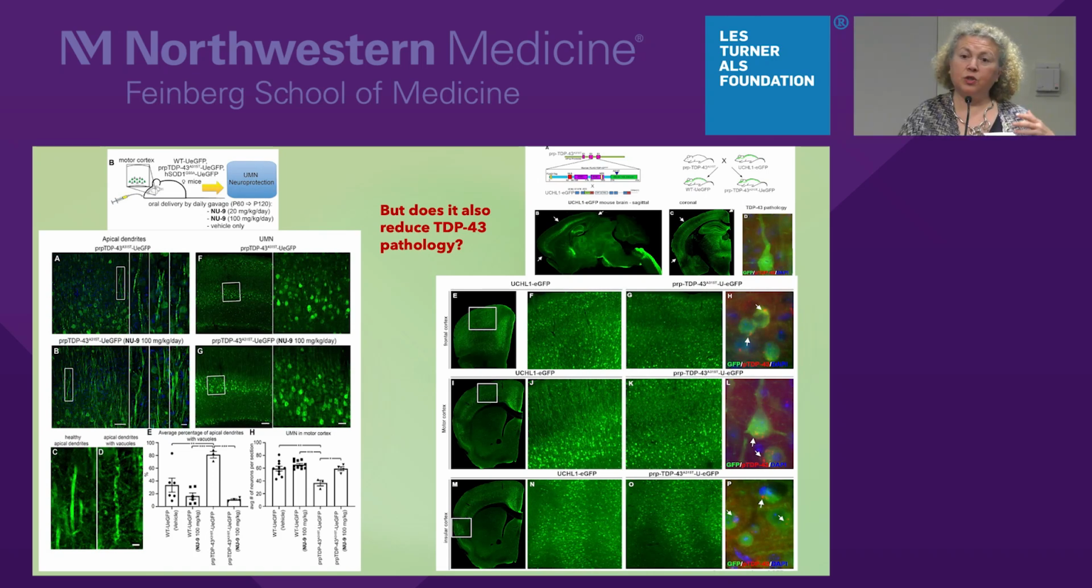But then, does this reduce TDP pathology? At the time, we didn't have the tools, but I'm happy to report now that we have two different mouse models of TDP. One represents the sporadic form, the TAR4 mice, which Dr. Kalb mentioned, and the other one is the TDP-A315T, which recapitulates the familial form. And in both of those cases, we actually now have antibodies to detect the phosphorylated TDP in areas that are involved in neurodegeneration in ALS and ALS-FTLD.